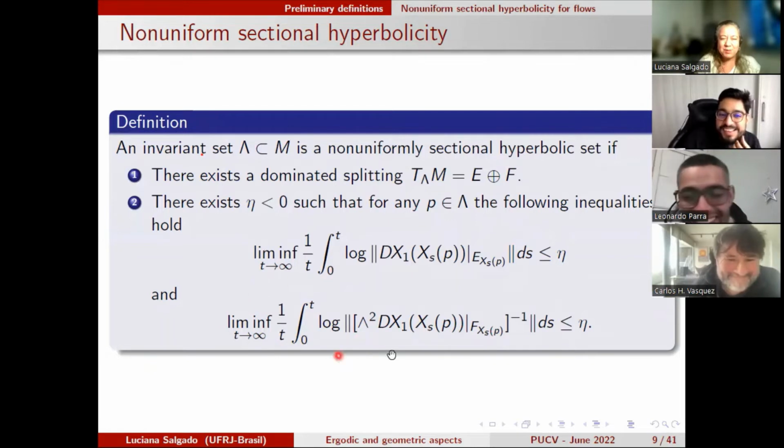Okay, I have two-sectional hyperbolic expansion on average, and I have contraction on average here. Okay, this is more or less what it is on average.